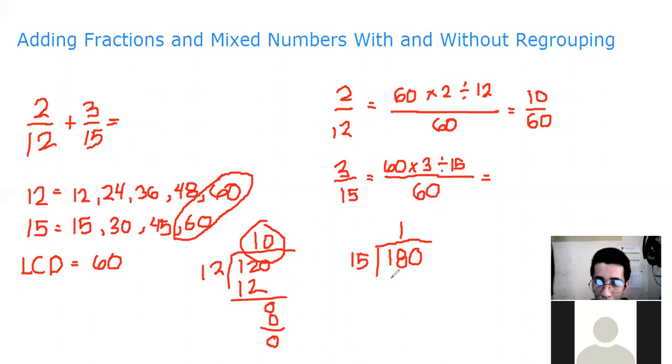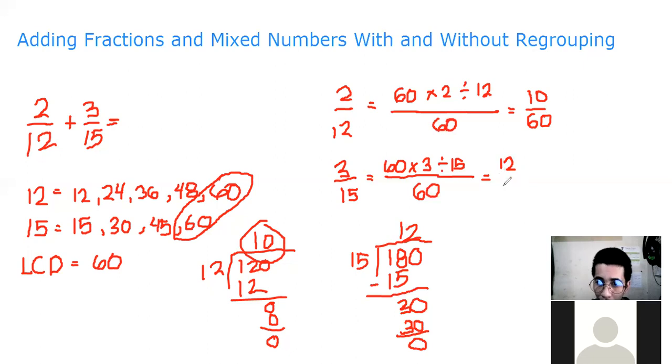So, 1 times 15, that is 15. Then, we're going to subtract 18 and 15. We have the answer difference of 3. Bring down 0. So, now we have 30. 30 divided by 15, that is 2. Then 2 times 15, that is 30. And get the difference of 2 30s, that is 0. So, now we have the new numerator of 12.